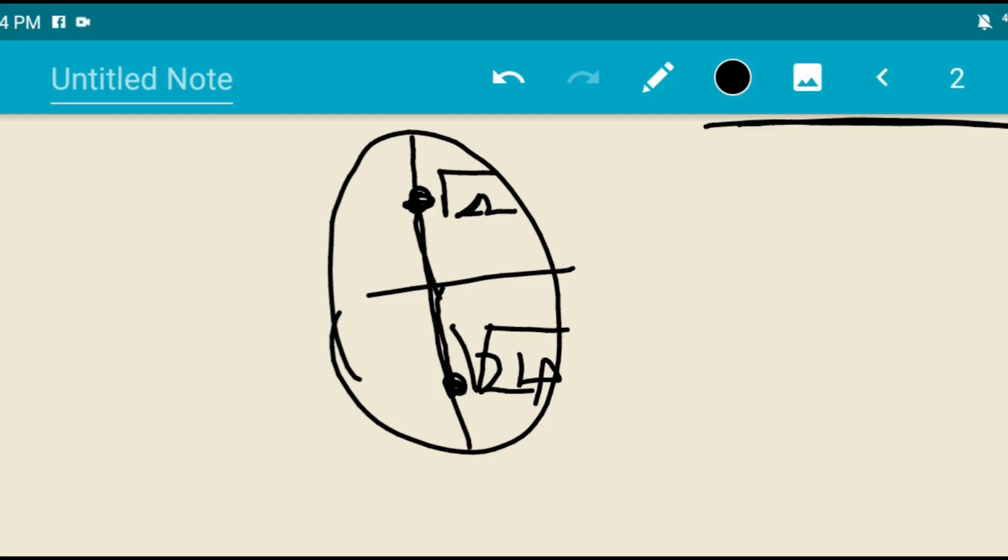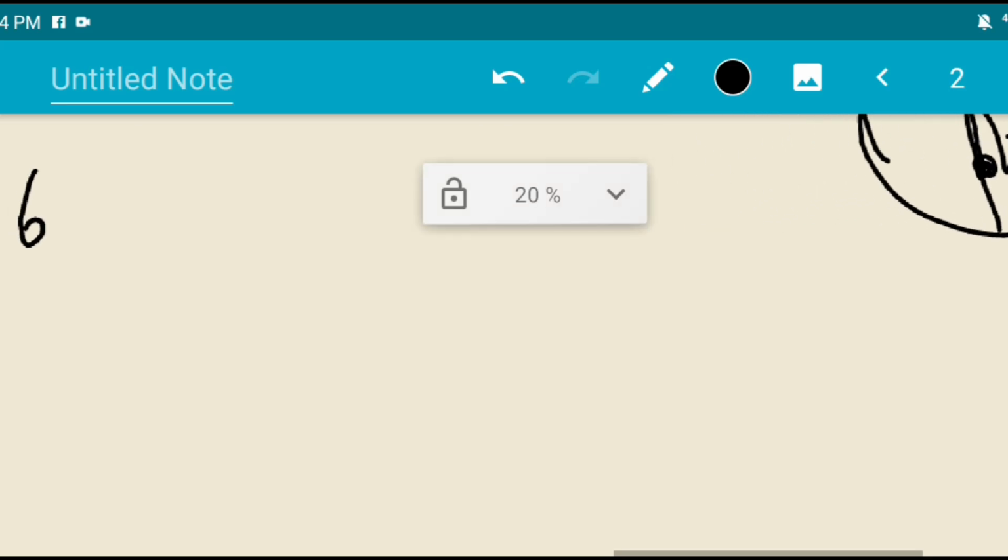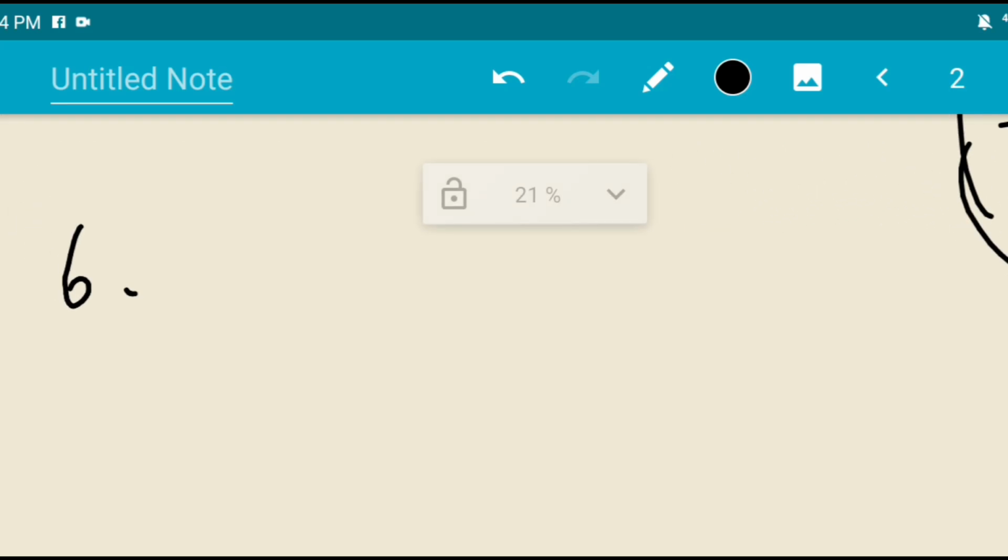Let's solve the other question. The other question is telling us, okay, this is the case: 6x squared. Let me zoom in a little bit. Okay, my pen is dying out. Let me just have it charged and we'll carry on from there.